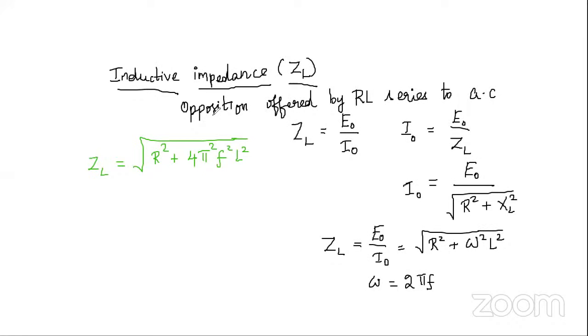The reciprocal of this impedance is called admittance, and that admittance can be represented like this. Admittance is equal to Y is equal to 1 by Z. So that is 1 divided by square root of R square plus omega square L square. That is called admittance. And now we can represent the impedance by impedance triangle. So let me explain what is meant by impedance triangle.